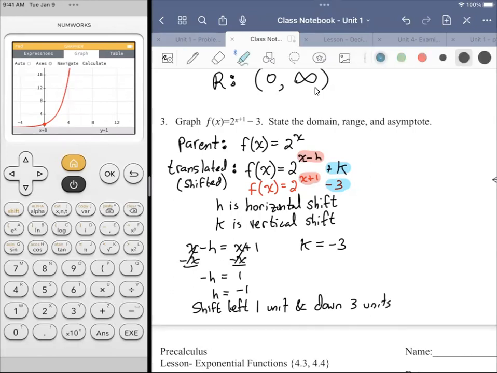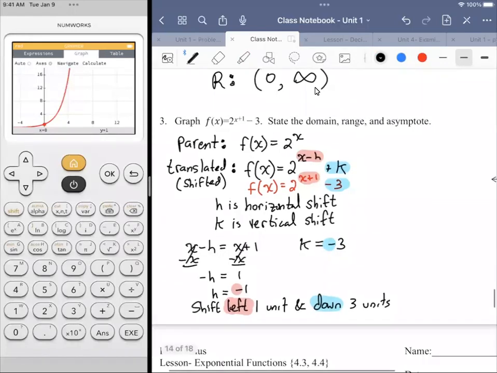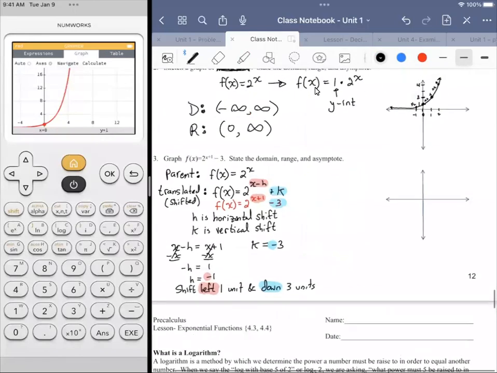All right. So the down is coming from, I'll just highlight the negative sign here. So down is coming from the fact that that is negative. Same idea with left. If these were positive numbers, you'd go the other way. So what it's telling me to do is take my parent function and take every point on it, shift it left 1 unit and down 3 units.